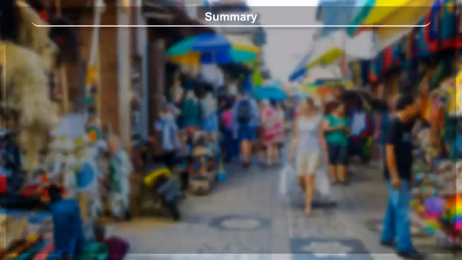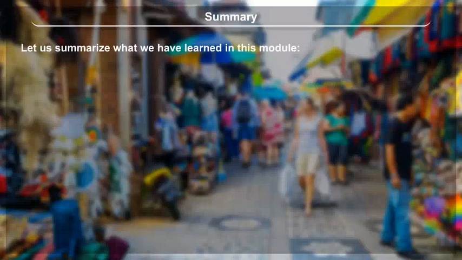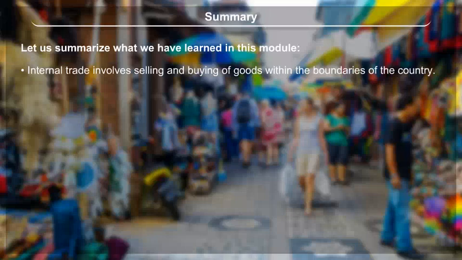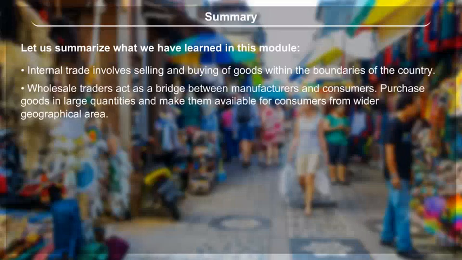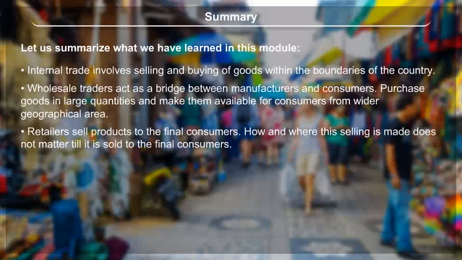Summary. Let us summarize what we have learnt in this module. Internal trade involves selling and buying of goods within the boundaries of the country. Wholesale traders act as a bridge between manufacturers and consumers, purchase goods in large quantities and make them available for consumers from wider geographical area. Retailers sell products to the final consumers. How and where this selling is made does not matter till it is sold to the final consumers.